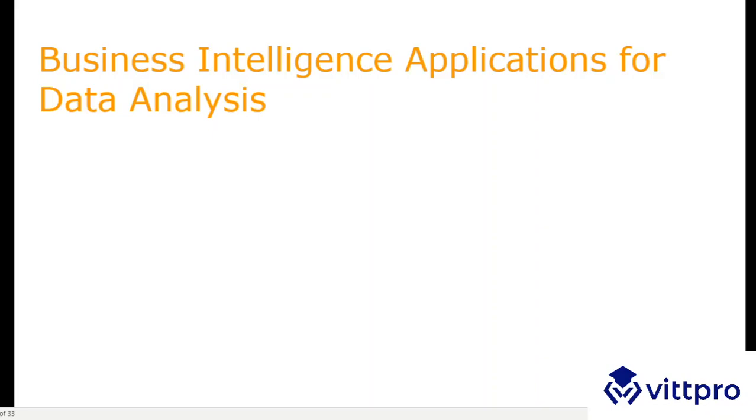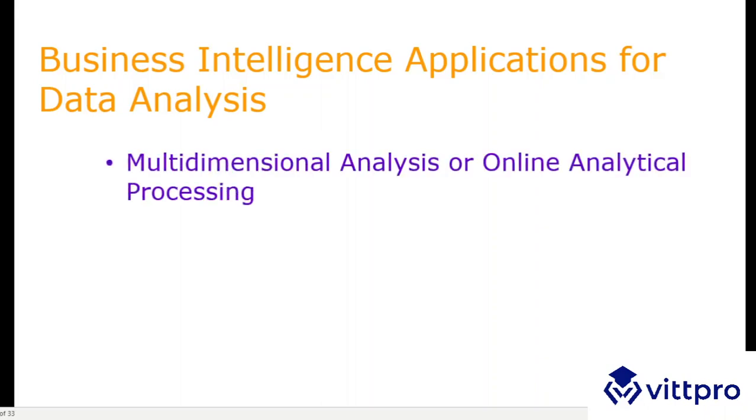So there are three main categories available. First, multi-dimensional analysis or online analytical processing. These are the systems like your ERP systems, your cloud-based accounting systems, or your financial systems. Those are the OLAP systems. And then you do some data mining for data analysis.